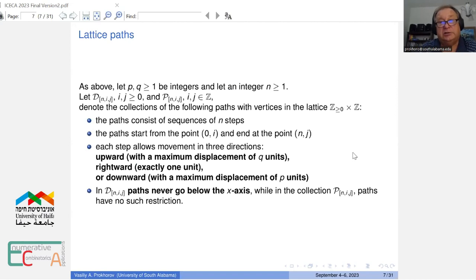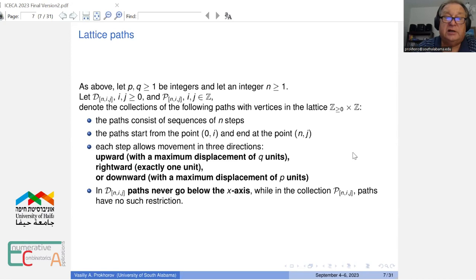And now we can talk about lattice paths. Fix P and Q, integers greater than or equal to 1. We'll define two collections, or two sets, of lattice paths, D n i j and P n i j, where n is the number of steps. I is the y coordinate of the initial point, j is the y coordinate of the terminal point, and for each step we have only three possible directions of movement.